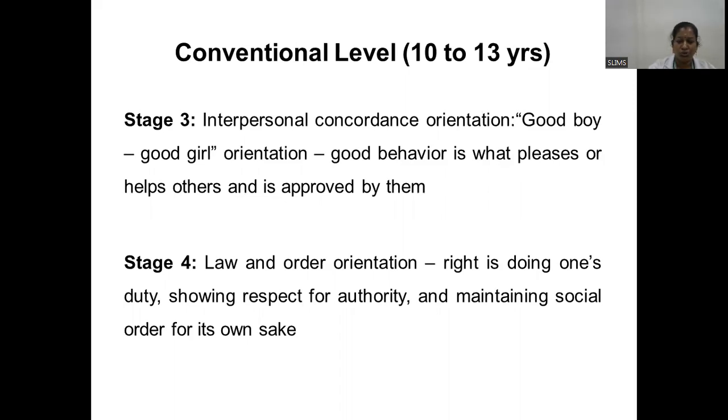Then stage 4, law and order orientation. Right is doing one's duty, showing respect for authority, and maintaining the social order for its own sake. In their own duty, they are confident to do the work in the right manner. Next is showing respect for authority, giving respect to higher officials, and maintaining social order for its own sake. These are the points that come under the conventional level, stage 4.